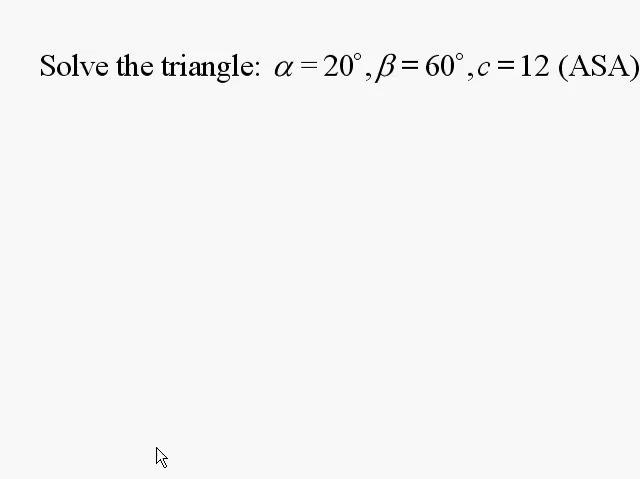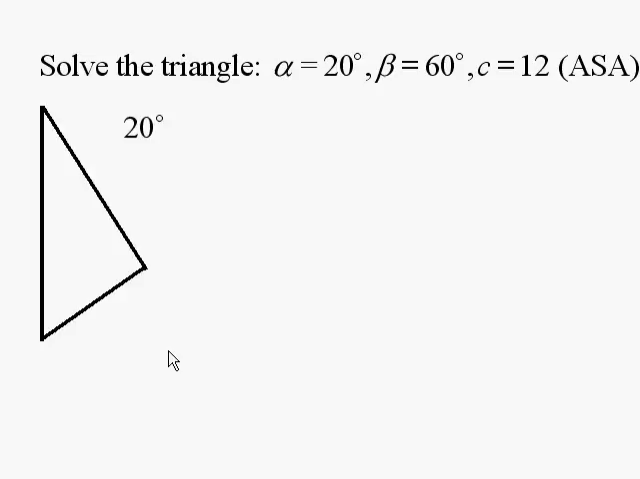Another example. Solve the triangle: alpha equals 20 degrees, beta equals 60 degrees, and C is 12. When I draw this in and make a labeling, I've got a 20 degree angle opposite side A, since that's alpha, a 60 degree angle opposite side B, since that was beta. So C has to be the side opposite the third angle, C opposite gamma. So I've drawn in the picture relative to that.